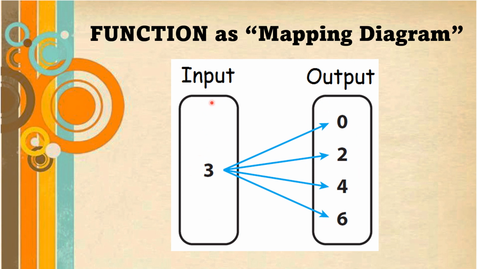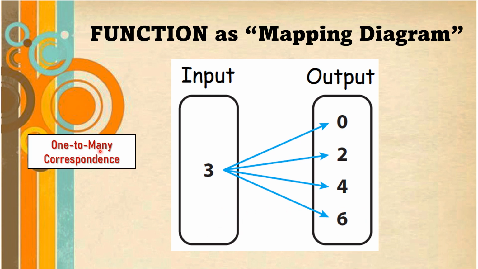Next, on the input, we have the element 3. On the output, we have the elements 0, 2, 4, and 6. As you can see, 3 is partnered to the 4 elements on the output. When we check, 3 has 1, 2, 3, 4 arrows connected. Therefore, this is not a function. This mapping diagram describes one-to-many correspondence. Isa laban sa lahat. Therefore, this is not a function.